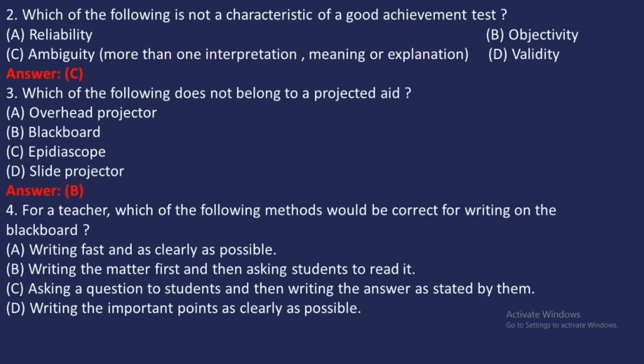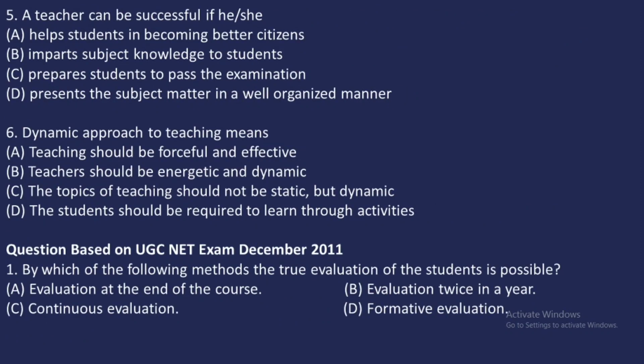For a teacher, which of the following methods should be correct for writing on the blackboard? Writing fast, writing the matter first and then asking students to read it, asking a question to students and then writing the answer as stated by them, writing the important points as clearly as possible. Here the right answer is D, that is writing the important points as clearly as possible.